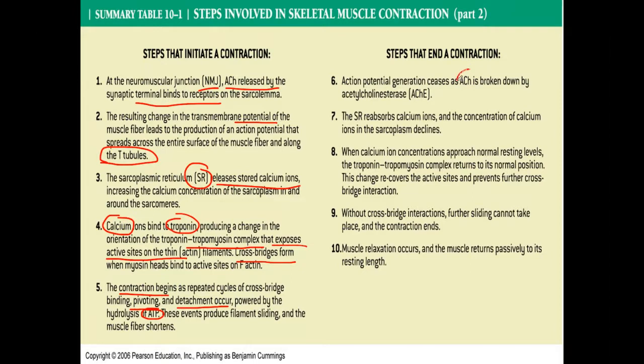To end a contraction, the acetylcholine has to be broken down by acetylcholine esterase. There's the enzyme, acetylcholine esterase. So the sarcoplasmic reticulum reabsorbs the calcium. And when the calcium concentrations approach their normal resting level, the troponin and tropomyosin complex return to its normal resting state. There's no more cross-bridge interaction, so the sliding filament theory doesn't take place, and then the muscle relaxes, returning it to its resting length.